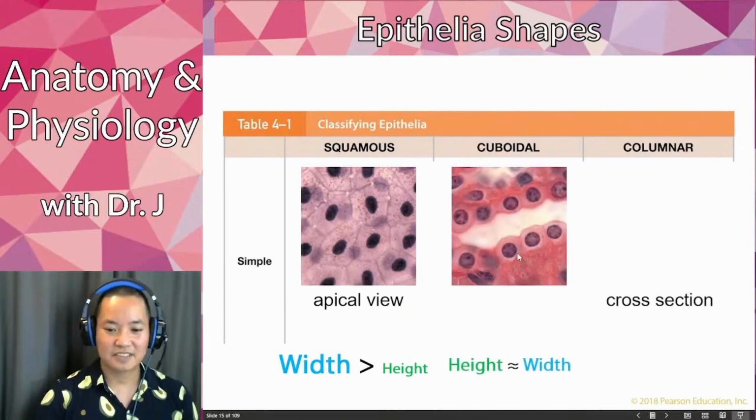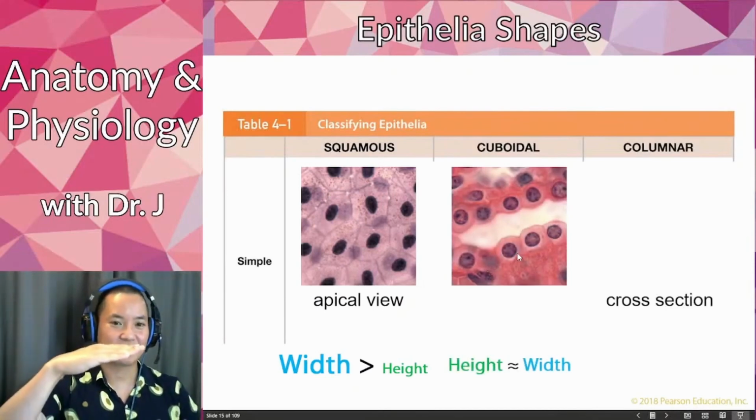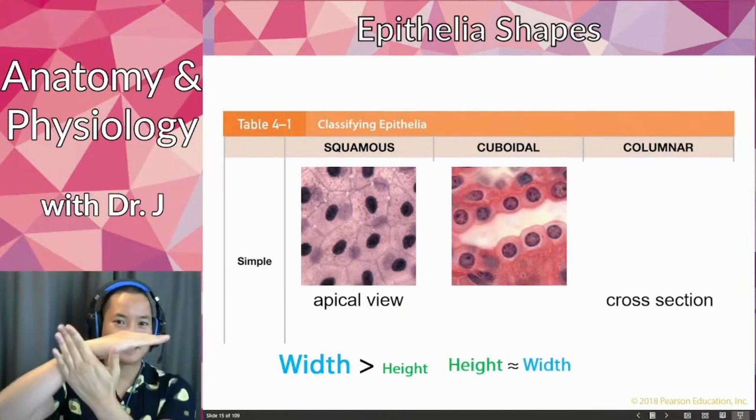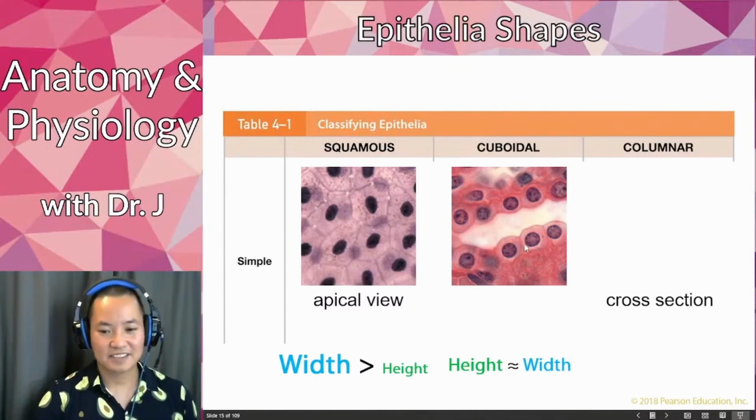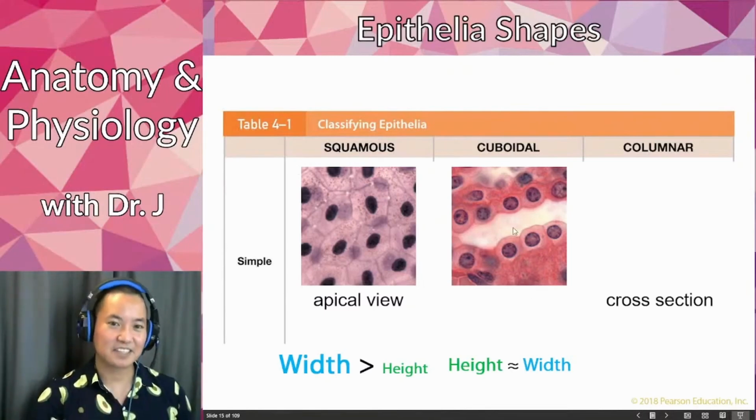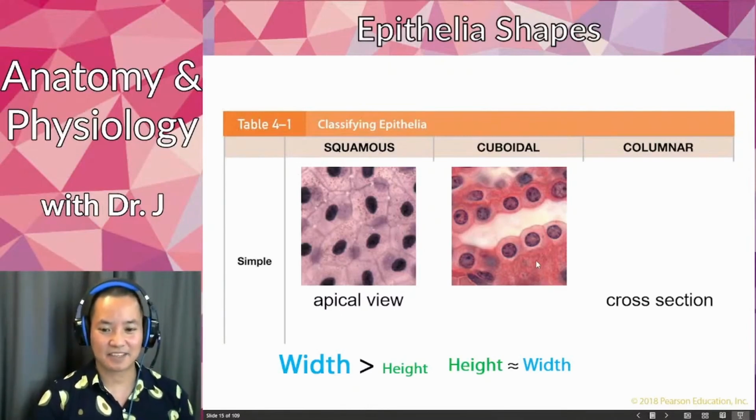Now cuboidal, this is showing you a cross section, so it's like taking a layer of cells and seeing it this way. What we see here is that it's not going to be perfectly equal width and height, but compared to flat cells, they're about even in terms of their height off the membrane, from apex to base, and also roughly equal in their width as well.